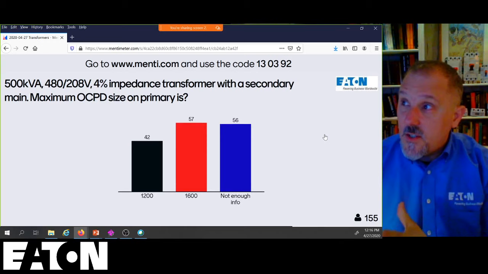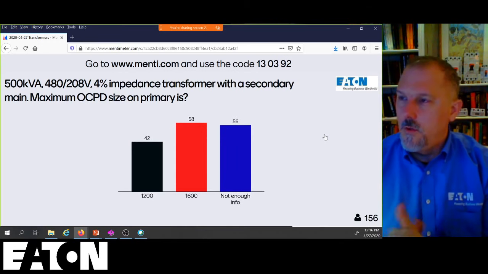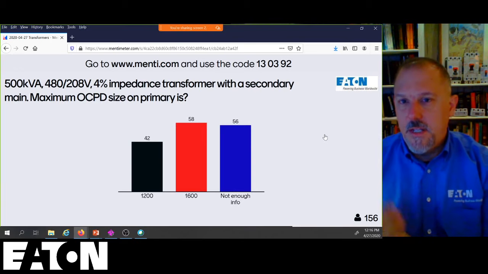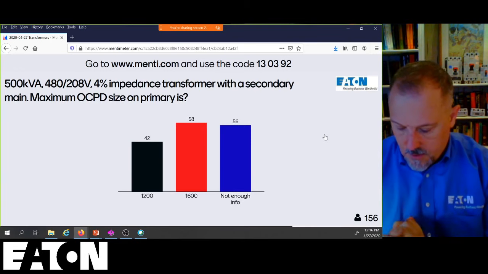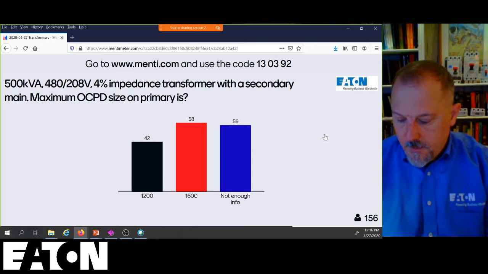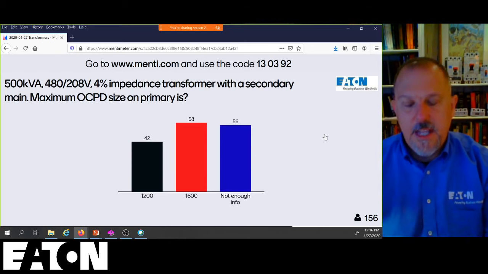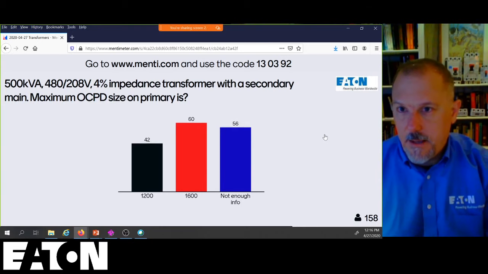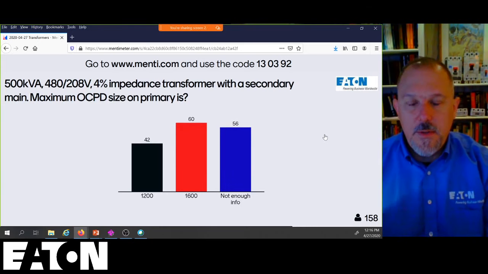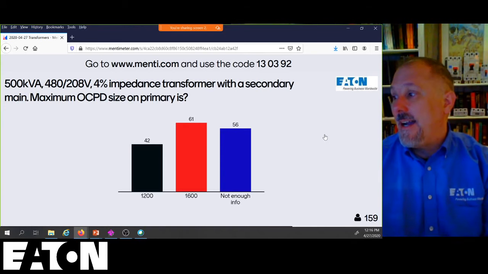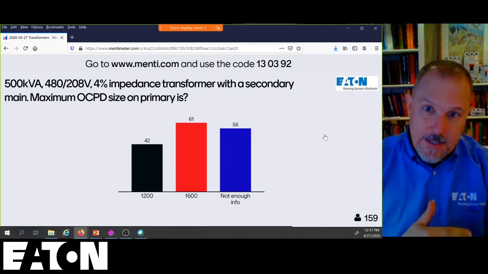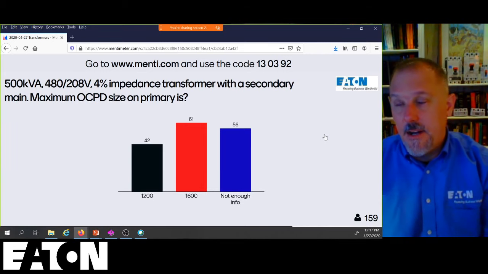But on this one here, so here's what we do. The maximum, remember, is that 250% based on the table, which we're going to go over all this. The full load amps on the primary of this is 601 amps. If I take 2.5 times that, I get 1,500 amps. Now, because I'm at 2.5 times, I can't go to the next higher, which would be 1,600. I've got to drop back. I cannot go to the next higher at 250%.